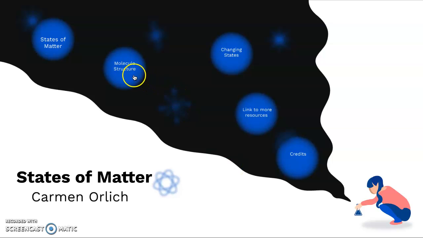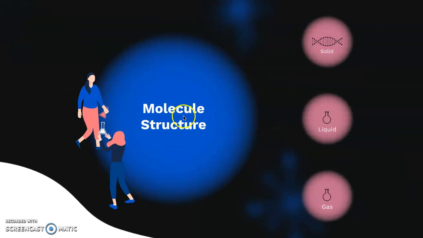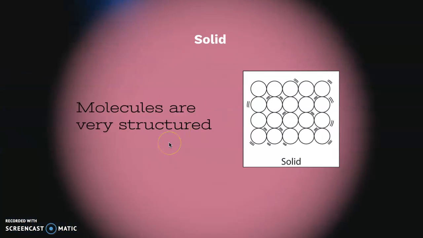So now let's look at molecule structure. I kind of talked about it a little bit, but we're going to get more in depth. Let's start with solid. Solid molecules are very structured. You can see that these are put into columns and rows that are tightly put together, because solids, as we saw, have a fixed shape. So it makes sense that their molecules are in a structured fashion.